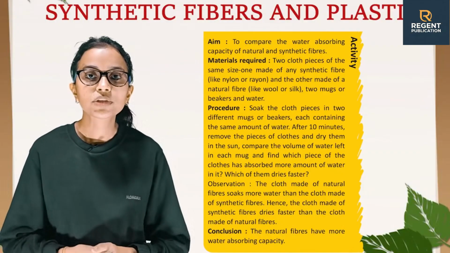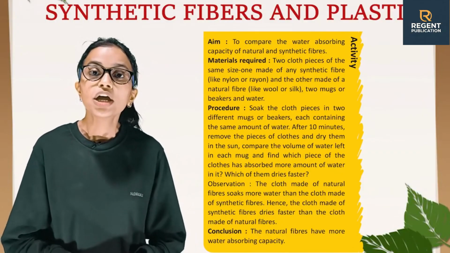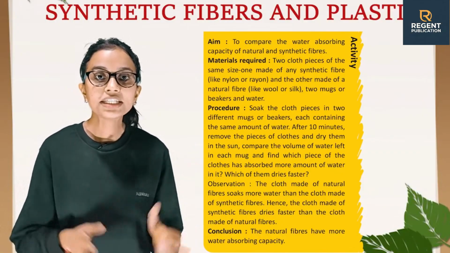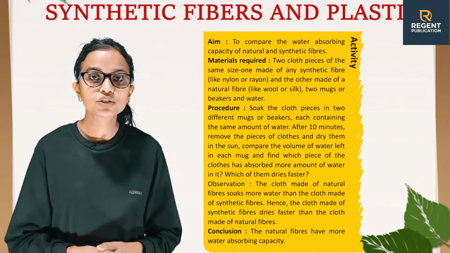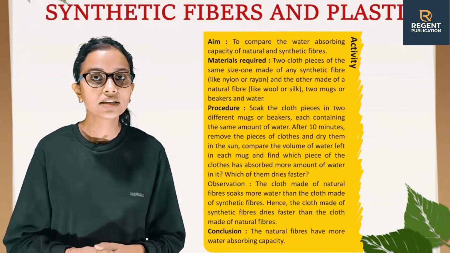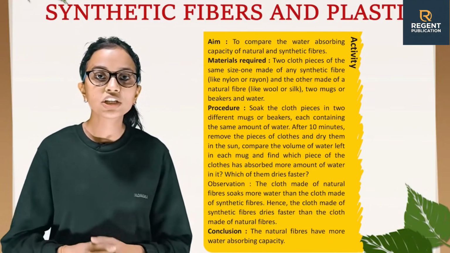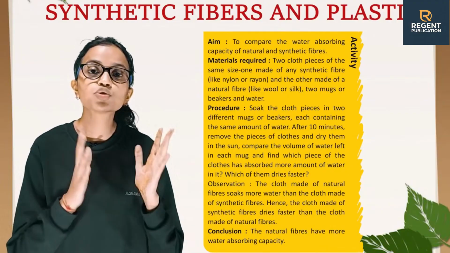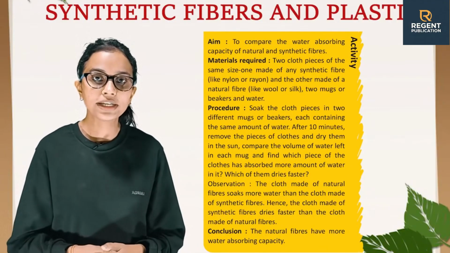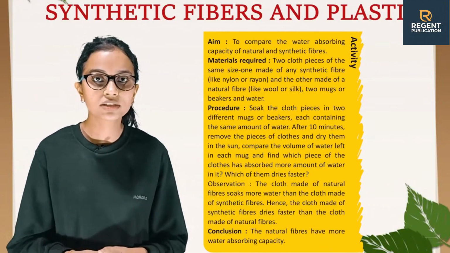Now procedure. Soak the cloth pieces into 2 different mugs or beakers, each containing the same amount of water. After 10 minutes, remove the pieces of cloth and dry them in the sun. Compare the volume of water left in each mug and find which piece of the cloth has absorbed more amount of water in it. Which of them dries faster?